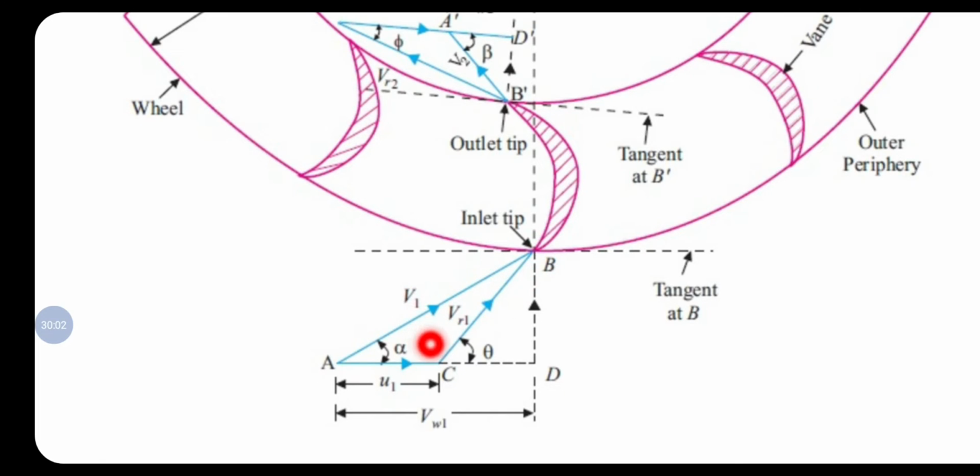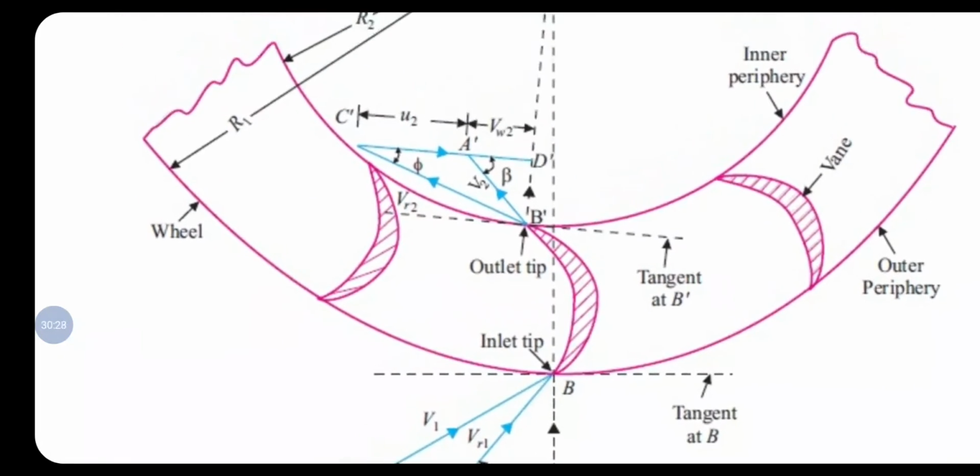So the actual velocity with which the jet is striking the plate, that is the relative velocity of the jet with respect to the plate, will be represented in magnitude and direction by CB, by the law of a triangle. And the remaining parts, that is the velocity of flow, will be along BD, and the velocity of whirl will be along AD, for the inlet velocity triangle.